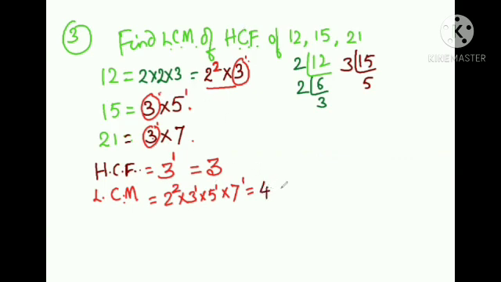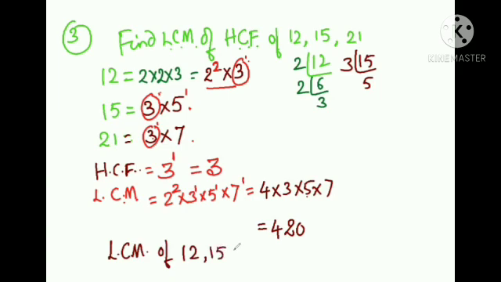2 power 2 means 4, and 3 into 5 into 7. 4 into 3 into 5 into 7. 4 3s are 12, 12 5s are 60. 60 into 7 is 420. So LCM of 12, 15 and 21 is 420, and HCF of these three numbers 12, 15 and 21 is 3.